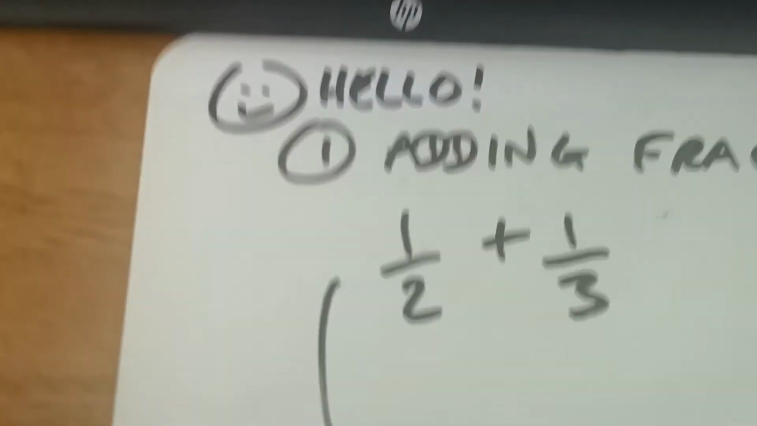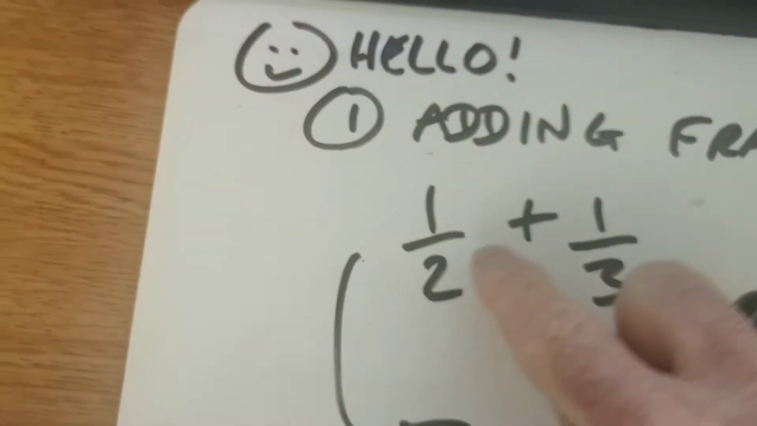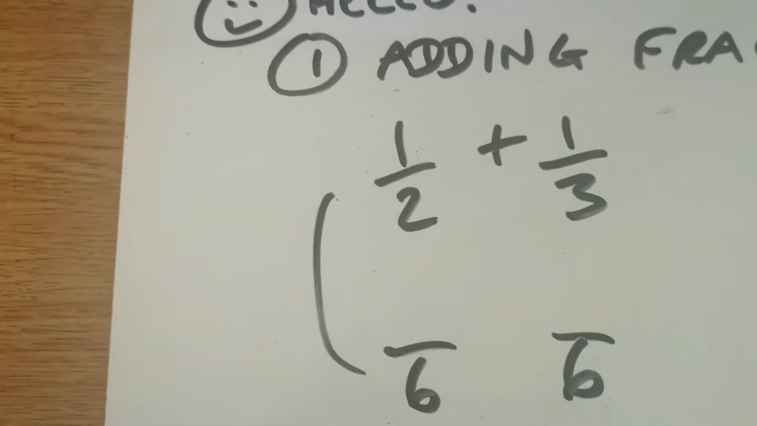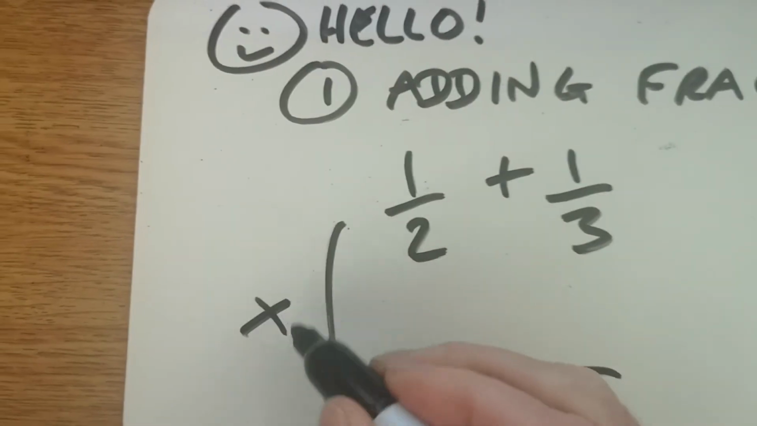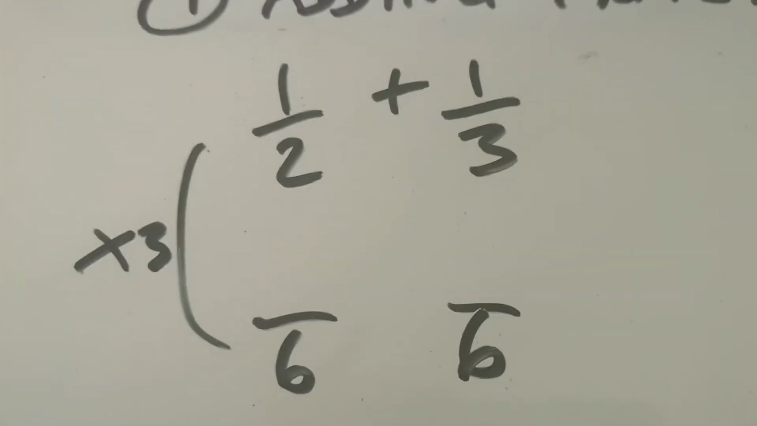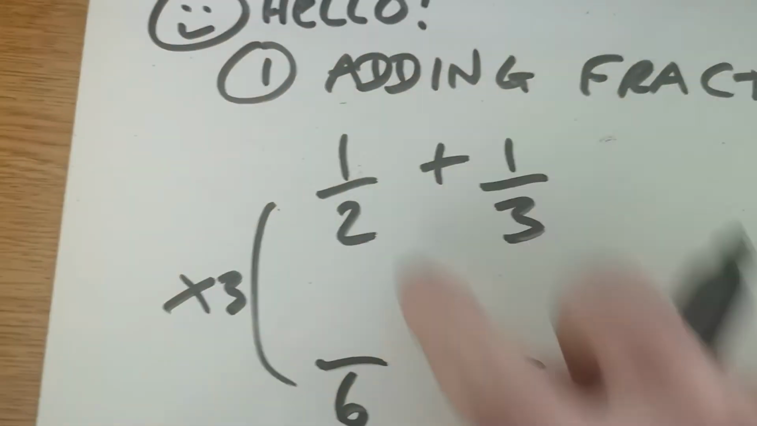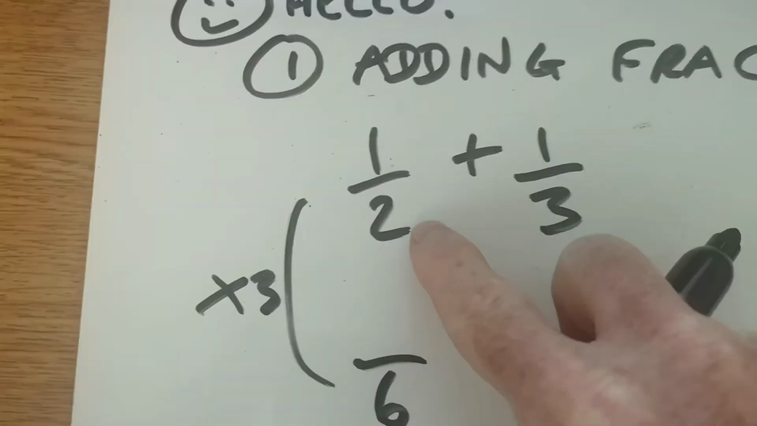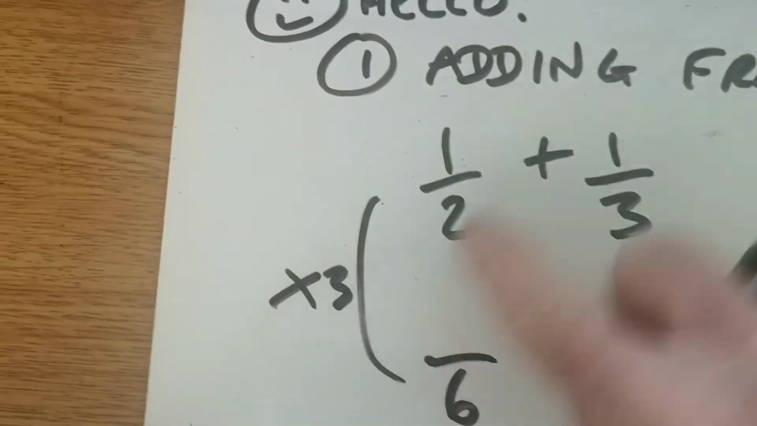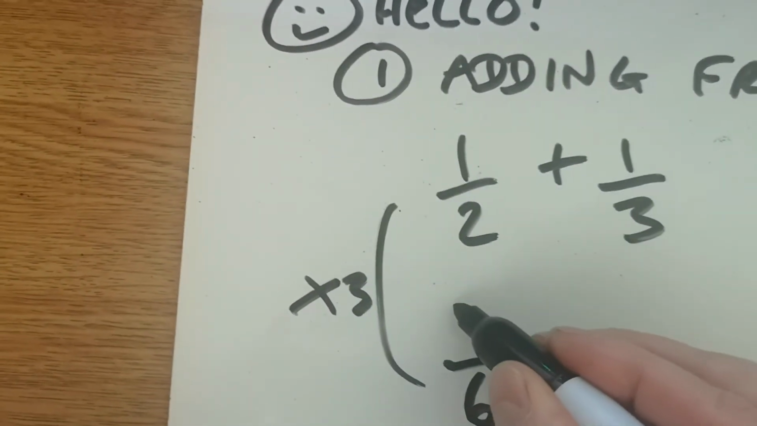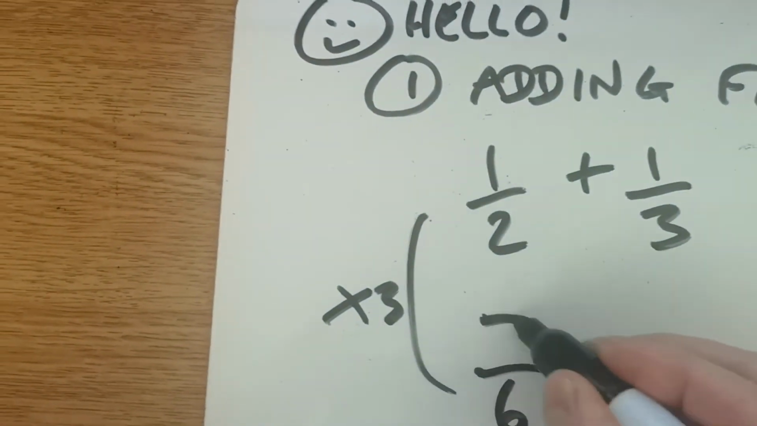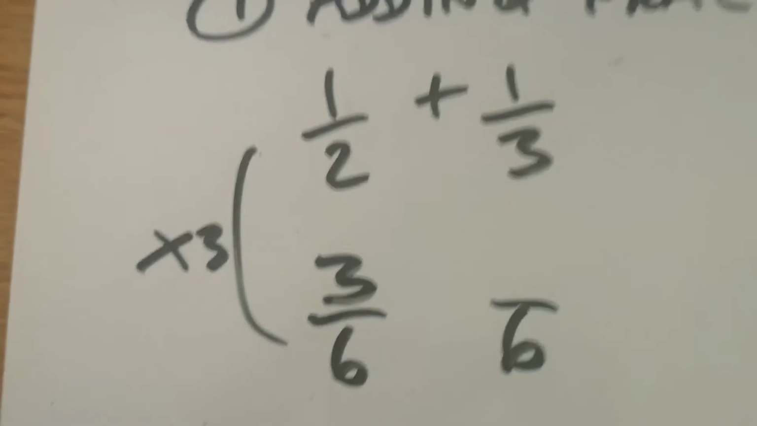Now I've got to think about it. I've got 1 half and I'm making it into something over 6. What have I times 2 by to make it into a 6? Well, I've times it by 3, yeah? 2 times 3 would equal 6. Now if you remember with equivalent fractions, if I'm making this into something over 6, what I've done to the bottom number, I've times it by 3. I've got to do the same to the top number. So I've got to times that 1 by 3 as well, yeah? 3 times 1 is going to give me 3, okay?